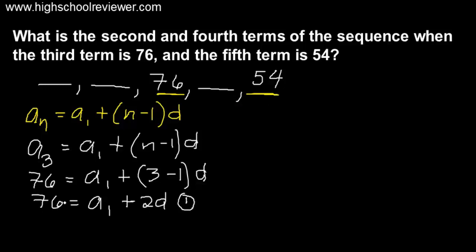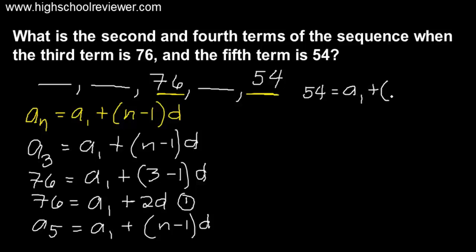Now for the fifth term, we have a sub 5 equals a sub 1 plus n minus 1 multiplied by d. The value for a sub 5 is positive 54. This is equal to a sub 1 plus our n here, 5 minus 1, multiplied by d. So 54 is equal to a sub 1 plus, since 5 minus 1 is 4, 4 times d, that is positive 4d. Let's call this our equation 2.